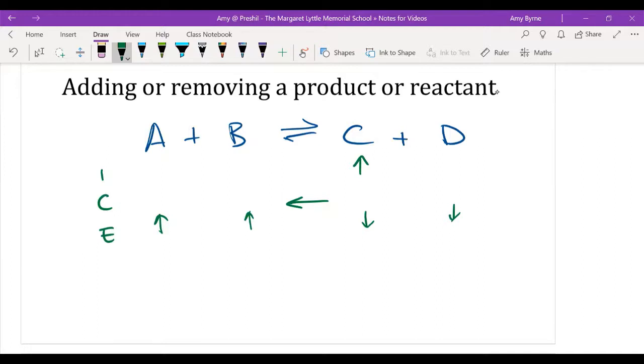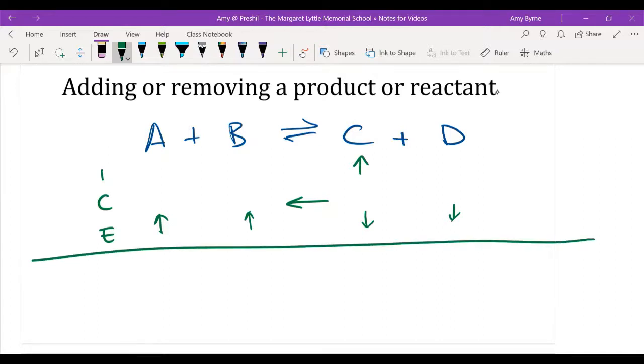The opposite goes if I remove something. So let's say I remove some A, that's my initial. My change opposes. So at equilibrium, I restore my A, I gain a little bit of B in the bargain, but I consume C and D to make that happen.